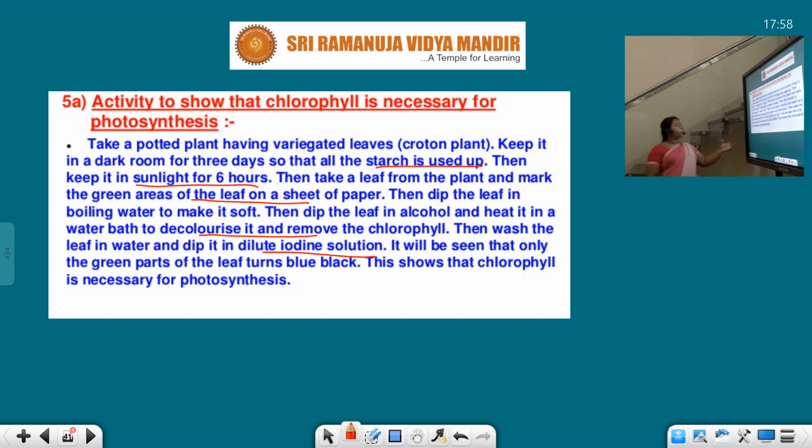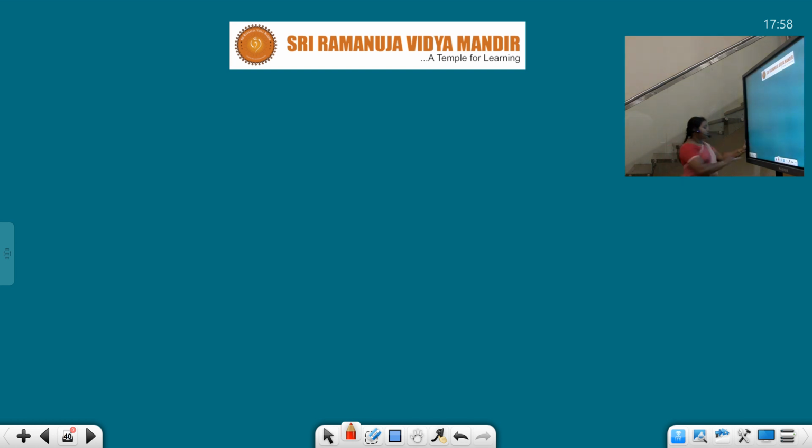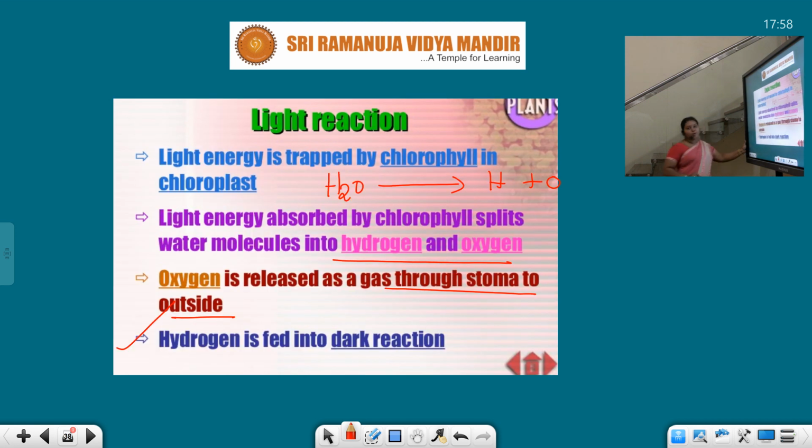It will be seen that only the green part of the leaf turns blue or black. This shows that chlorophyll is necessary for photosynthesis. Variegated means there will be patches. Only the green part of the plant turns blue, which shows that chlorophyll is necessary for photosynthesis. So these two experiments, students, are very important. And in the next lesson we are going to discuss the holozoic mode of nutrition.